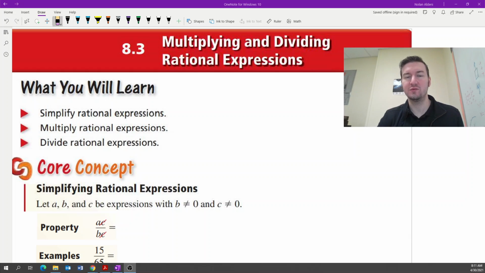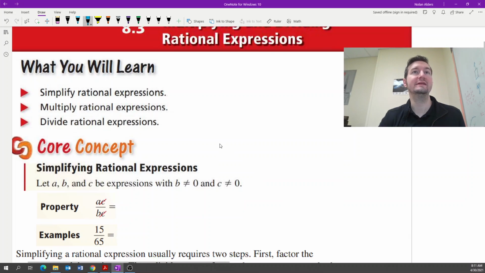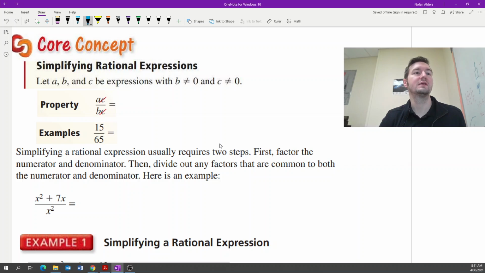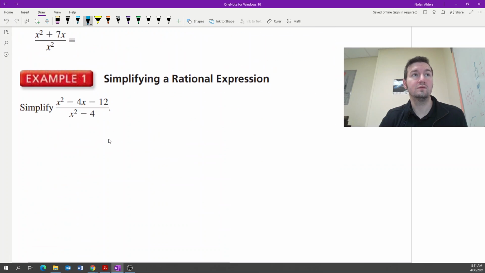So in today's lesson, we're going to be looking at multiplying and dividing rational expressions. So let's jump into it. Here's the main idea, guys. If we have a factor that's in the numerator and the denominator of an expression, then we can cancel that out. So let's just jump right into an example.